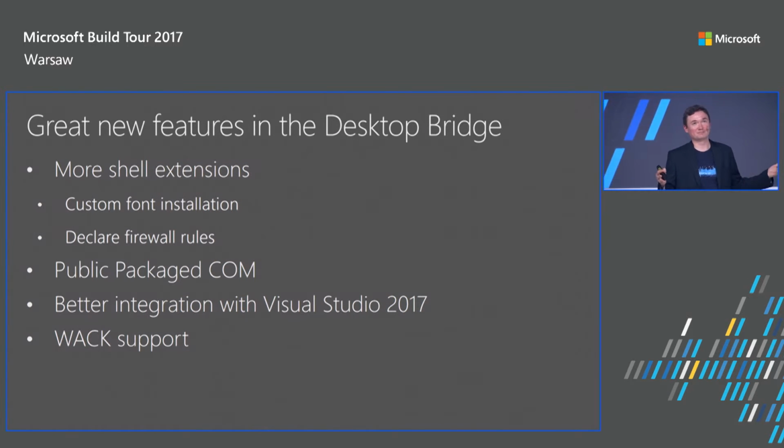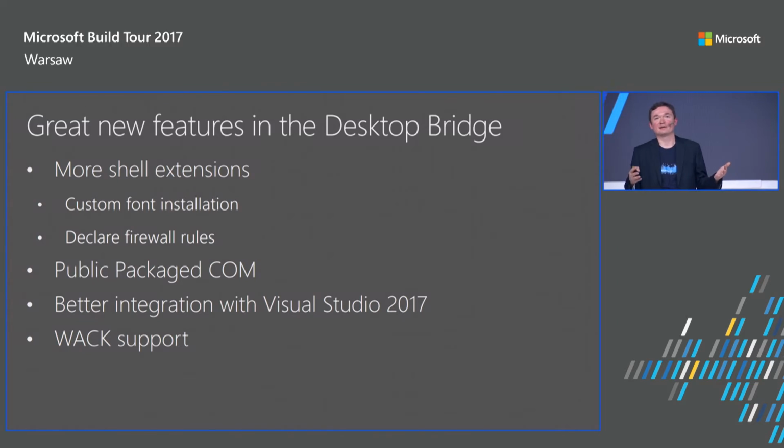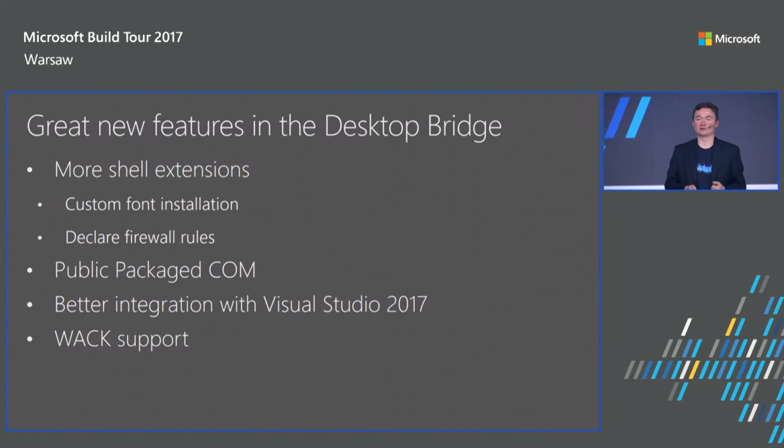We also have something to help you with converting existing apps. For example, if your app has a shell extension, you can do it through the manifest. If you have custom fonts, yes, you can install them to the system. If your app requires custom firewall rules, well, yeah, you can do it just by declaring it in the application manifest. If your app is a very complicated COM server, you can still have it and serve other applications with this functionality. Again, you're getting integration with Visual Studio 2017, and you also get the Windows Application Certification Kit support, so you can check if your app is compliant with it, so you can safely upload it to Windows Store and publish and give your users access.